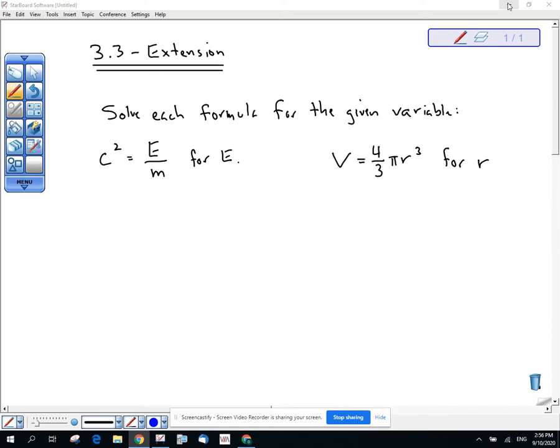So we're going to solve for that variable, as in still do what we've been doing and getting it by itself, and then the other side of the equation will just be in terms of the remaining variables.